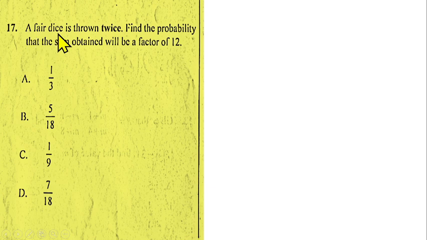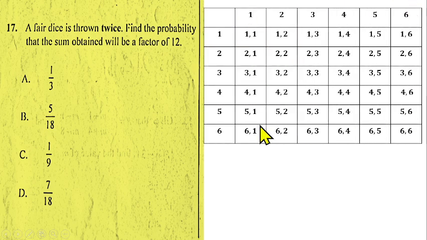If a pair of dice is thrown, you have to find the probability that the sum obtained will be a factor of 12. So the first thing to do is to get all the sample space for throwing a pair of dice, and that will give us this chart we are having here. This is the faces of the first die, and this is the faces of the second die. If the first die shows 1, the second one can also show 1. That means you have 1 comma 1. The first die shows 1, the second die can show 2, 1 comma 2.